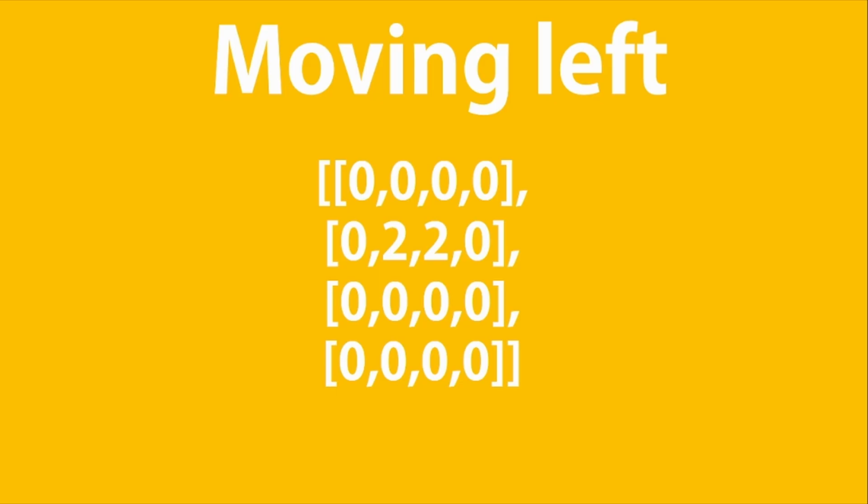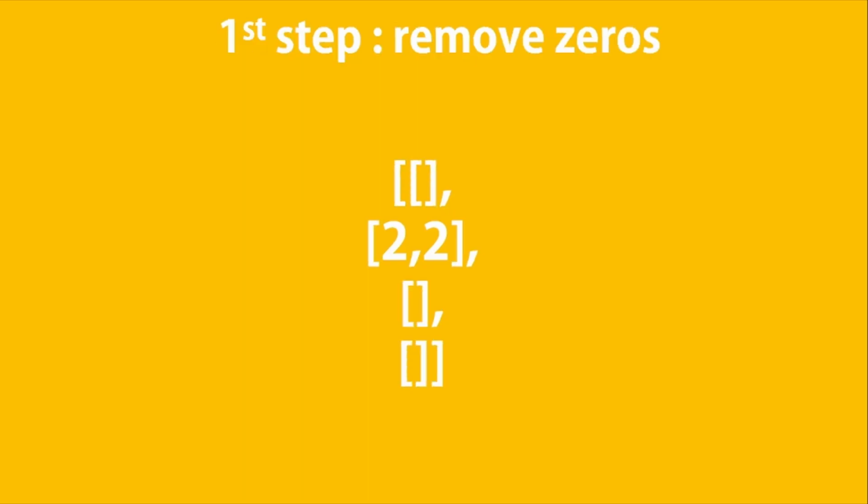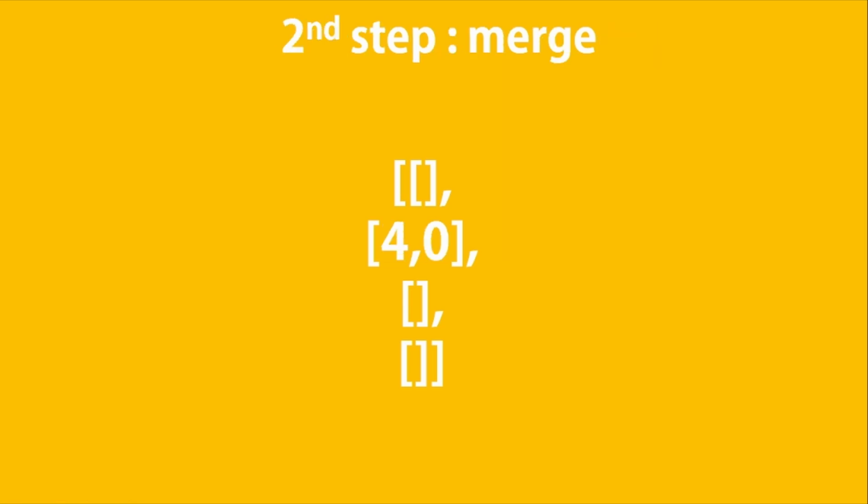So to move left, we're going to go over 4 steps. So the first step is to remove zeros. So each row that has zeros is going to be removed, keeping just the non-zero numbers. And the second step is to merge. So we are going to merge and we're going to have a 4. So that's what we want. And a 0 will be in place of the last 2.